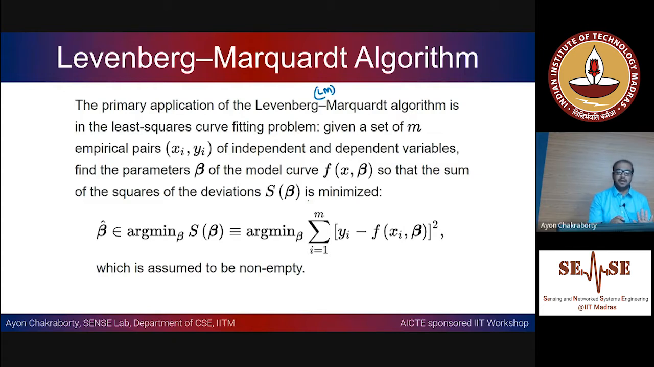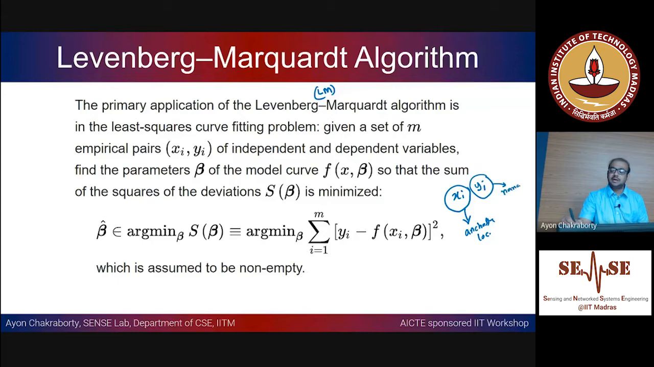We have some empirical pairs x_i, y_i. This is written in a more mathematically concrete format, and I am going to help you interpret it. Don't confuse this with the coordinates. In our case, x_i is the anchor location, and y_i is basically your ranges.